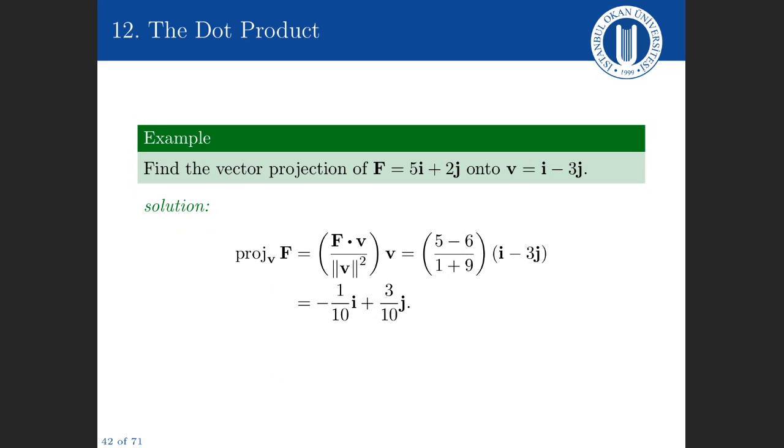Or another one in two-dimensional space: find the vector projection of vector f onto v. Use the formula, put the numbers in. I'll leave it for you to check that we get minus 1 over 10 i plus 3 over 10 j. I'm going quickly here because when you re-watch the video or the lecture notes, you can spend more time if you need to.